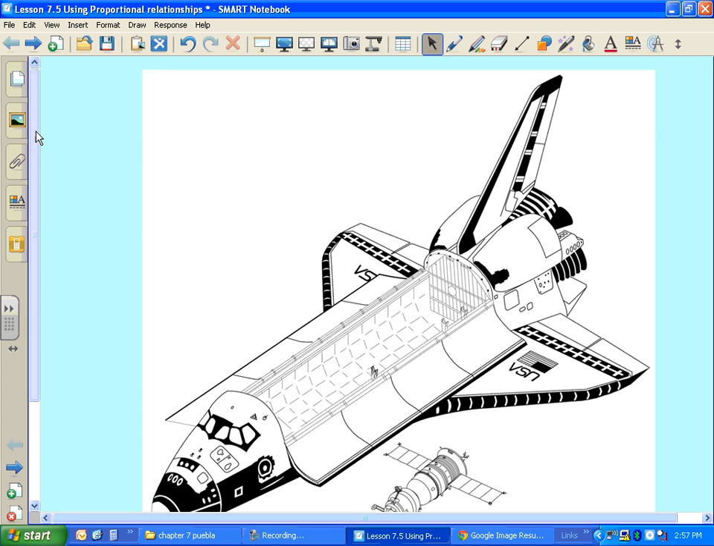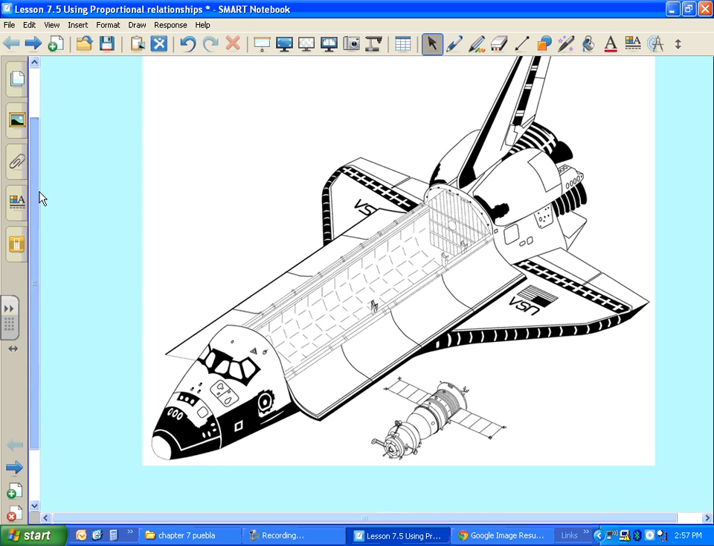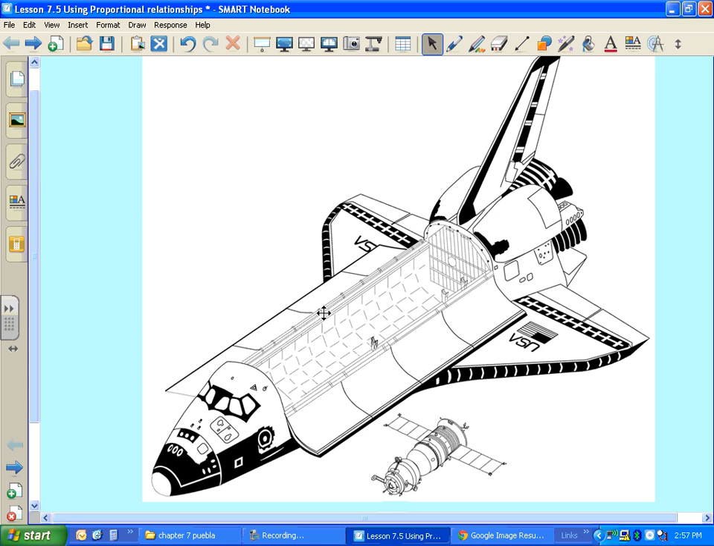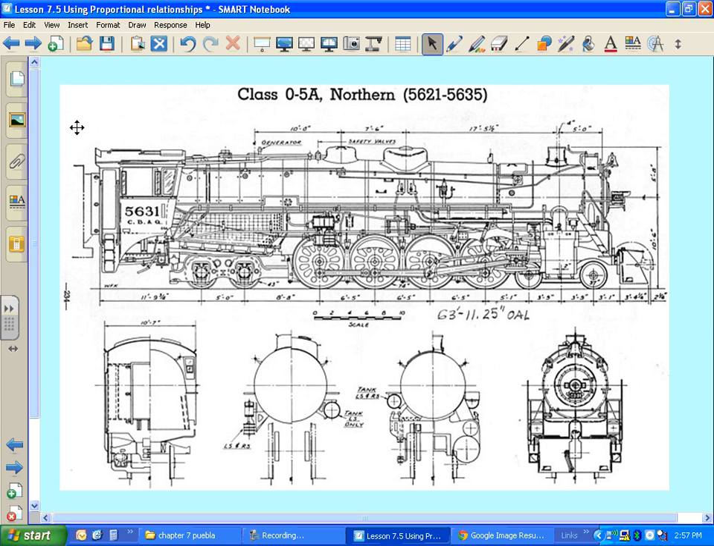A scale drawing is a form of proportional relationship that we're going to talk about today. So this happens to be a scale drawing of the shuttle. Now, one thing that's missing here is a little something I'll show you in a second. Here's another one. Guess what you see here? Well, this is a scale drawing of what looks like an old locomotive. A locomotive, like a train, yes.